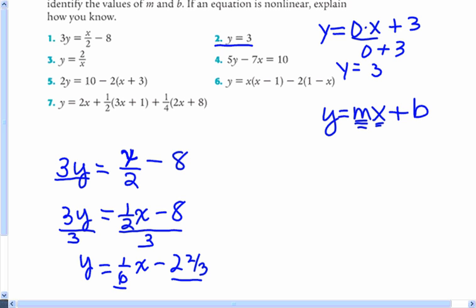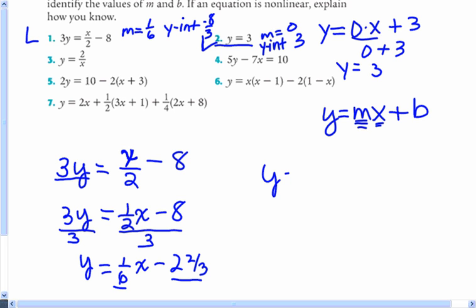So maybe I'll put an L. We found out this is linear, and we found out the slope is 1/6, and the y-intercept is negative 8/3, or negative 2 and 2/6. So yes, this one is linear. L for linear, and the slope is 0, and the y-intercept is 3. Okay. What about number 3?